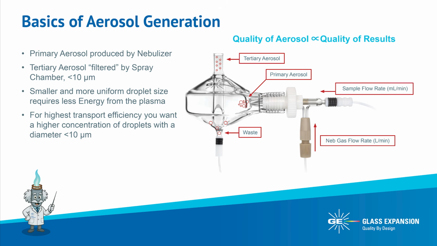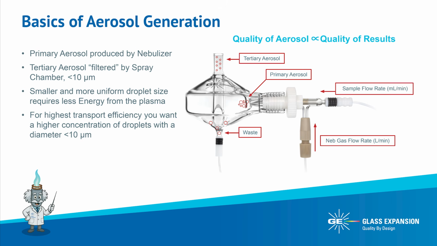The spray chamber's role is to isolate this tertiary aerosol by filtering out the droplets that are too large, which becomes the sample waste. If these larger droplets were to exit the spray chamber and enter the plasma, they can cause plasma stability issues or even extinguish the plasma if it becomes too overloaded with sample aerosol.